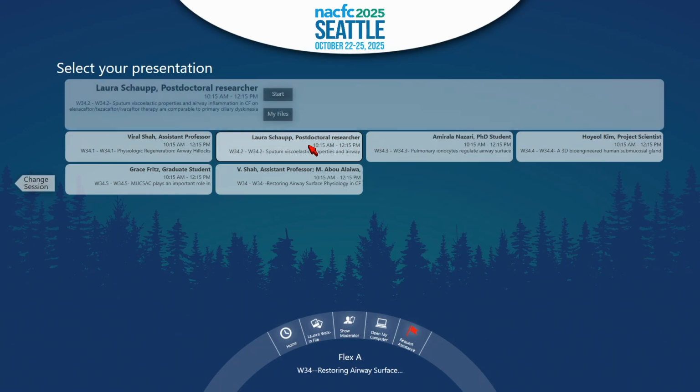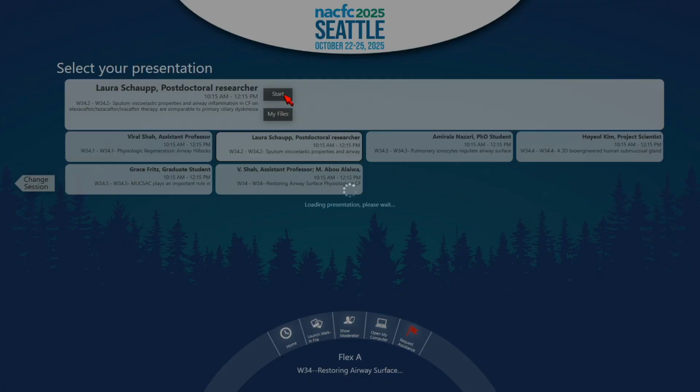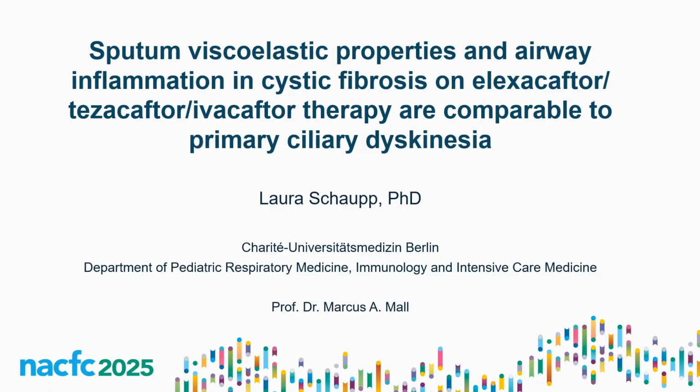Okay, it's my honor to introduce our second speaker, Laura Schaub from Charité University Medical Center in Berlin. She will be talking about sputum viscoelastic properties and airway inflammation in cystic fibrosis on ETI therapy, and how they are comparable to primary ciliary dyskinesia.